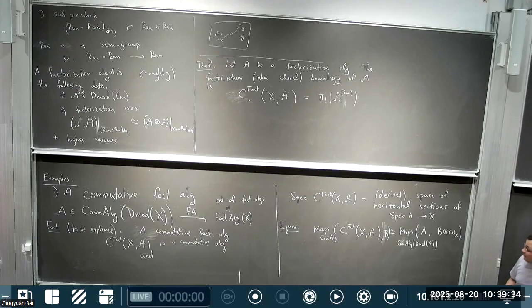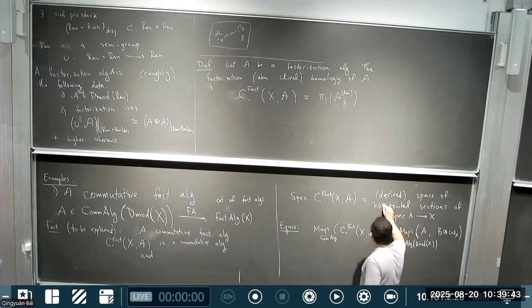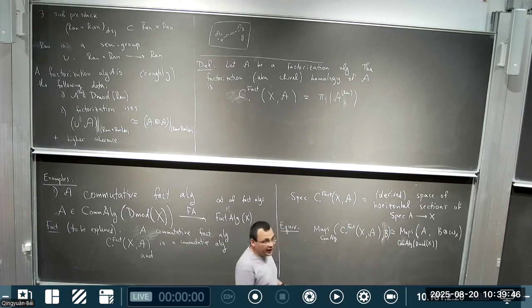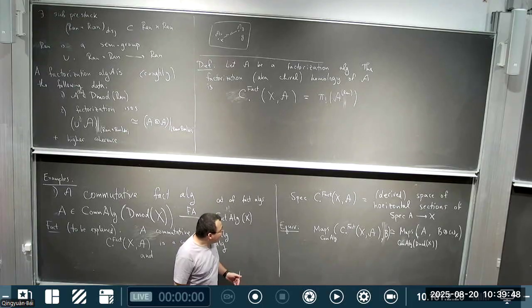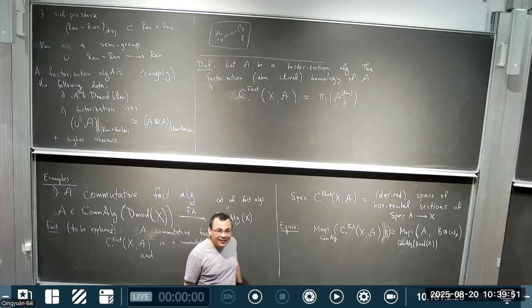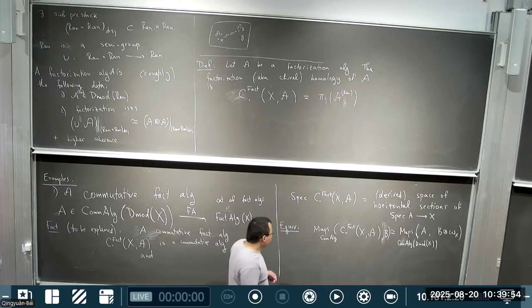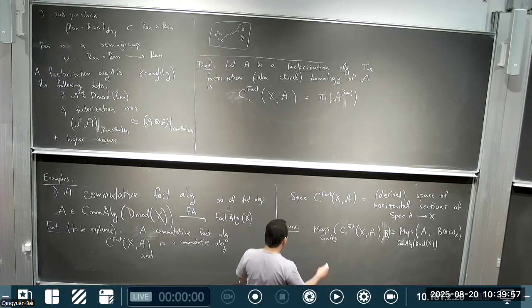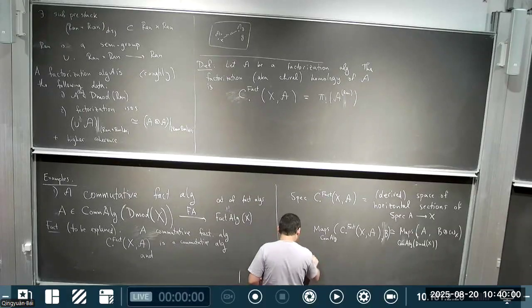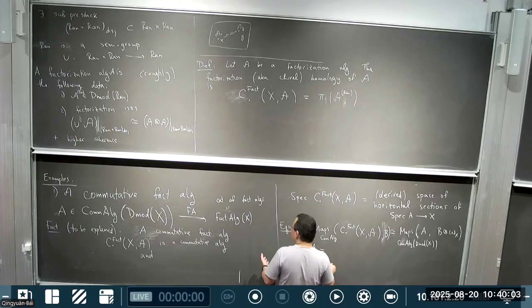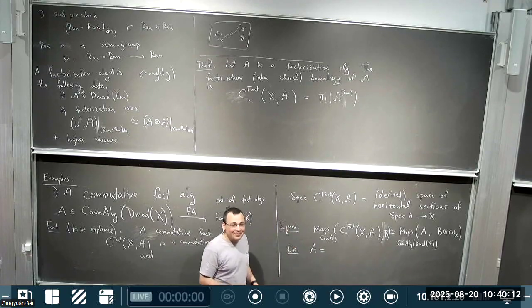Maybe, just to give a feeling for why you say derived space of horizontal sections, you want to give an example, like why H1 appears. In the case of loops, like jets into A1. Yeah, fine. So example: A is... we haven't defined jets yet.